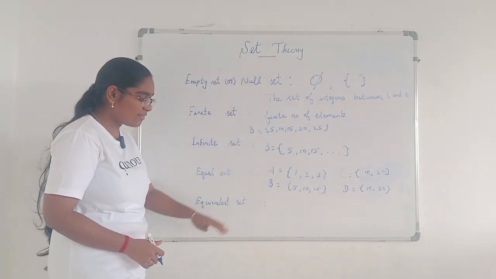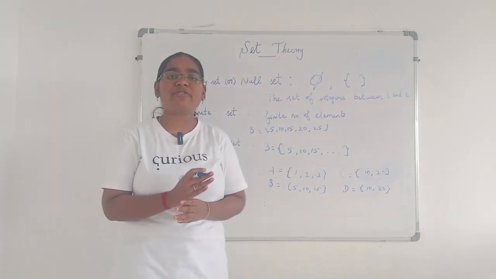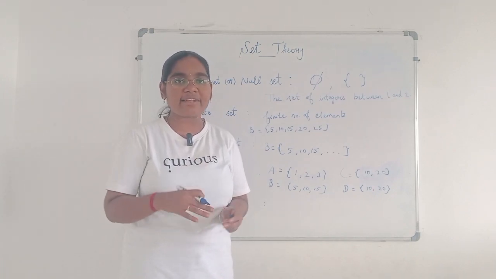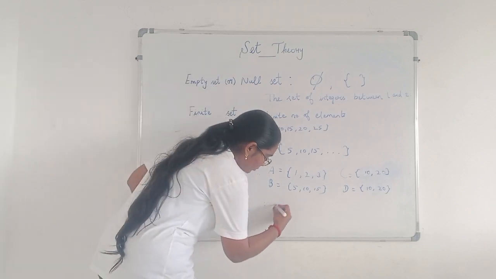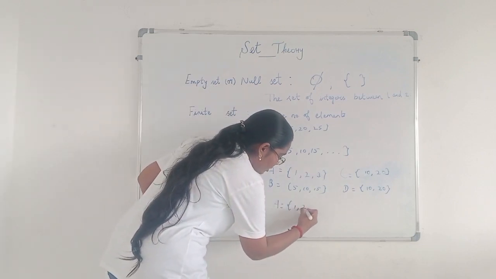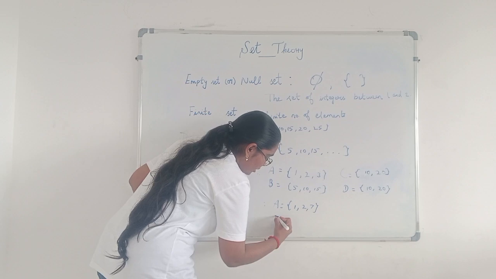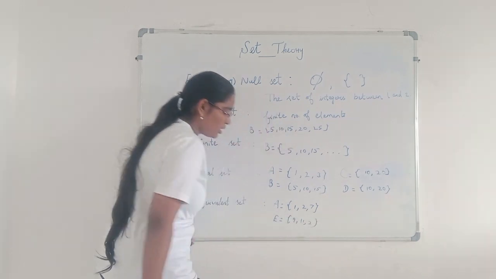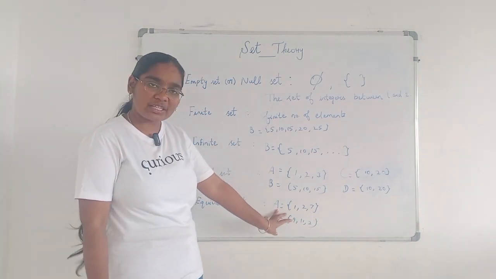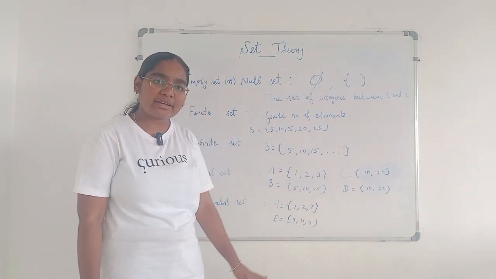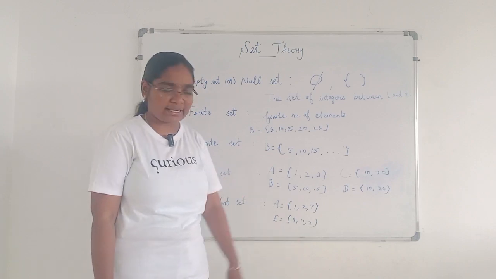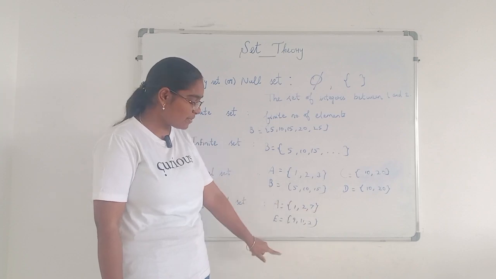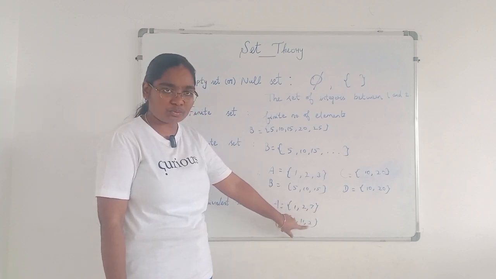In the case of equivalent set, the number of elements should be same, but the elements itself may be different. A equal to 1, 2, 7, E equal to 9, 11, 2. Here the number of elements for the set A is 3. The number of elements for the set E is 3. But the elements here are different. Here 1, 2, 7. Here 9, 11, 2.